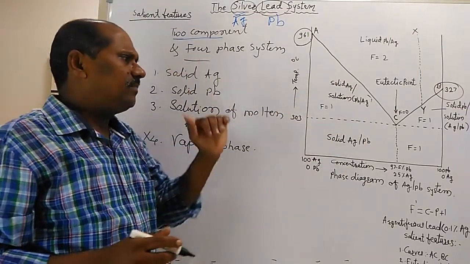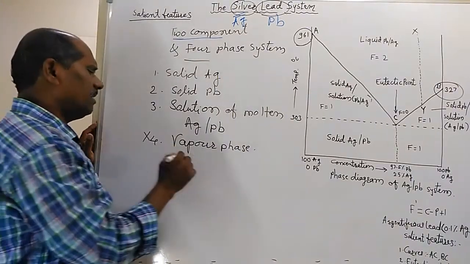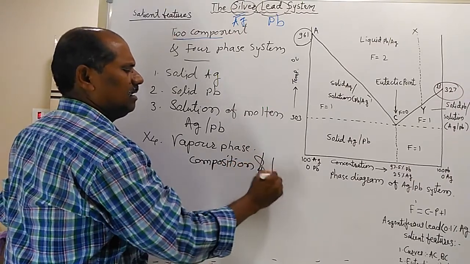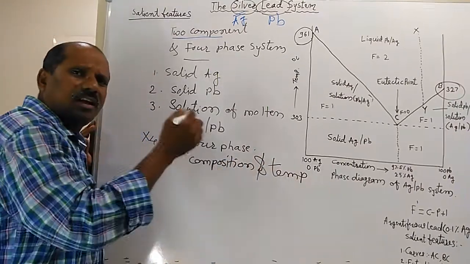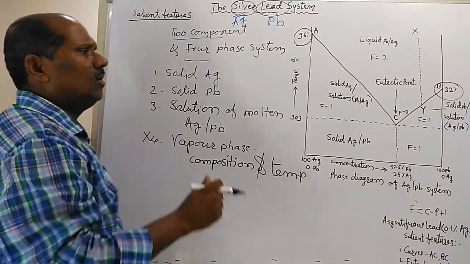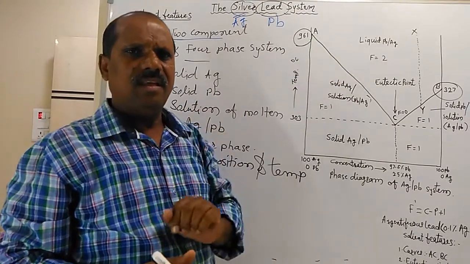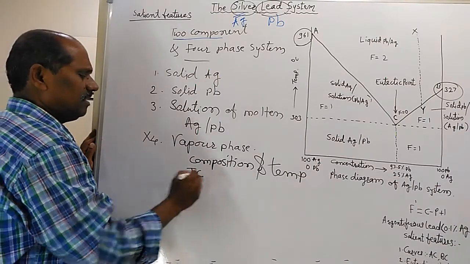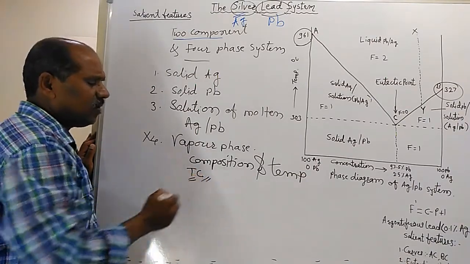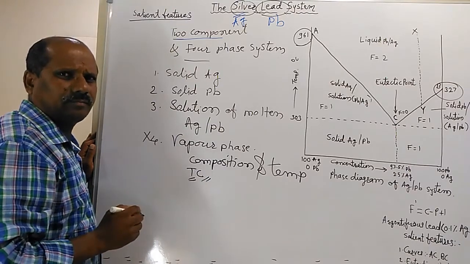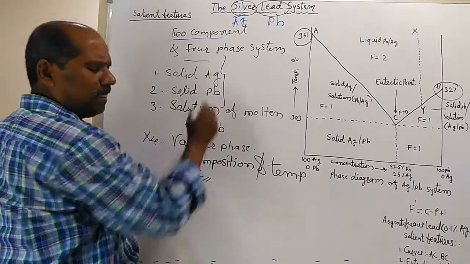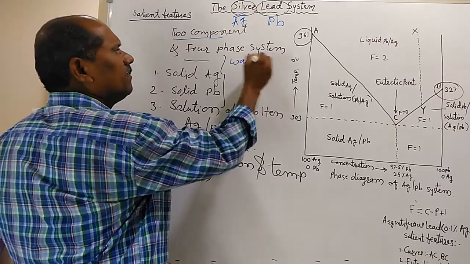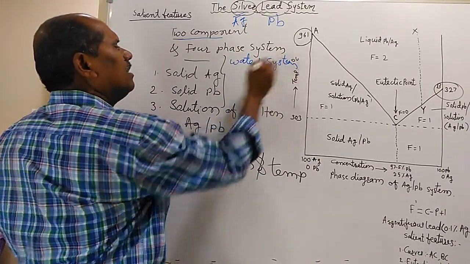silver lead system, and hence the remaining two variables, that is composition and temperature, are the two remaining variables showing the impact or effect on the silver lead system. And hence the phase diagram of the silver lead system is called the TC diagram. That is, T stands for temperature and C stands for composition or concentration. Up to this point, we have seen two systems, that is the water system and the sulfur system.